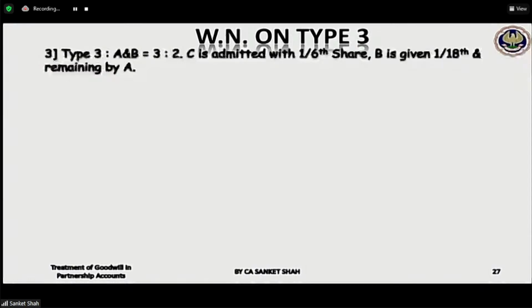Very good. Only a partial answer you answered, beta. B is given 1 by 18. So B has given, not is, B has given 1 by 18.